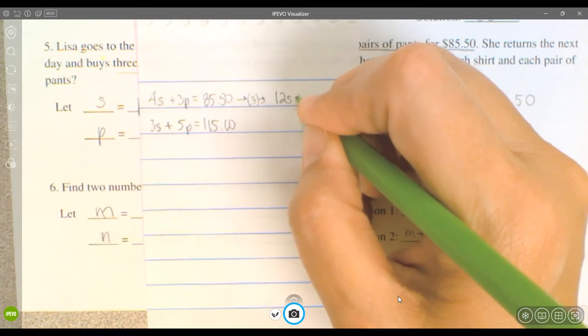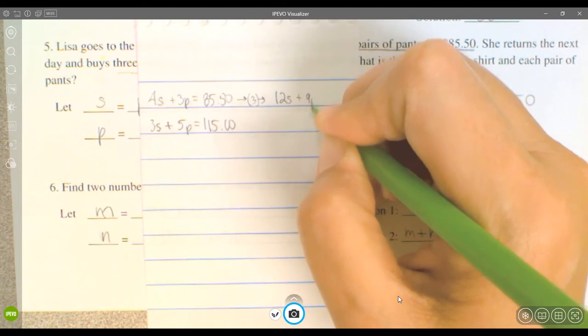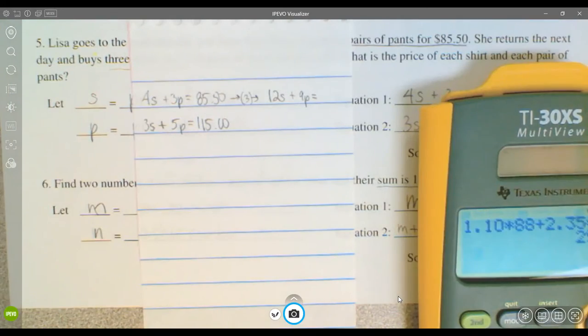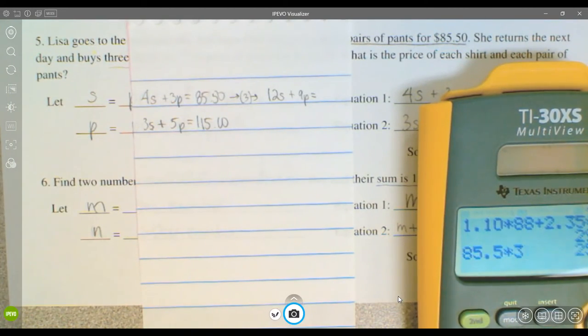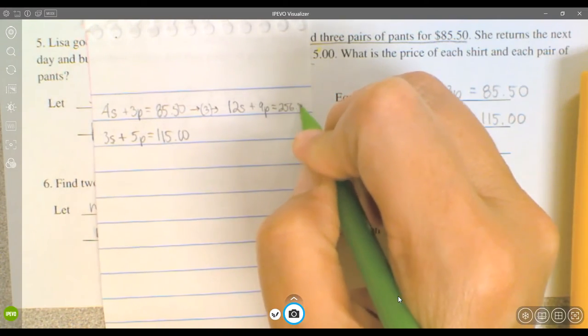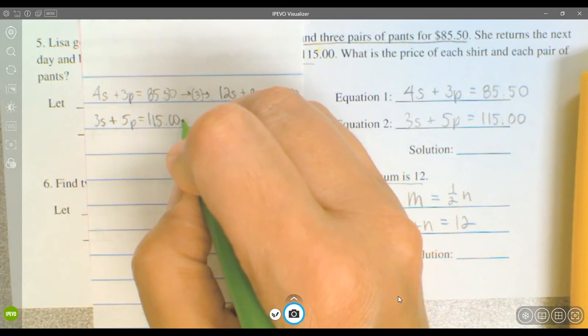12S, let's see, 4 times 3 is 12. 3 times 3 is 9. And this equals 85.50 times 3, 256.50. Pardon my small writing, but that's the only way to fit this in. Should have used just a regular sheet.